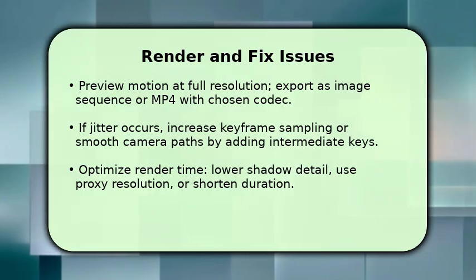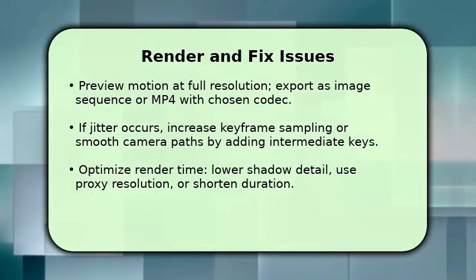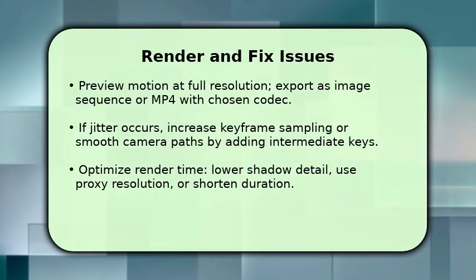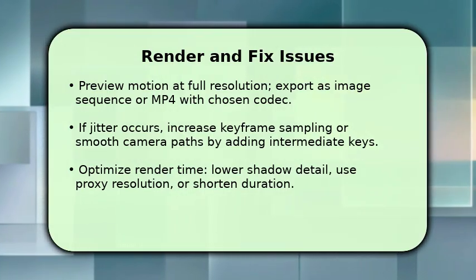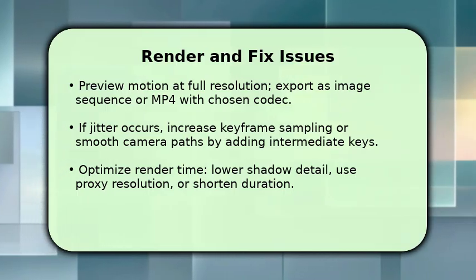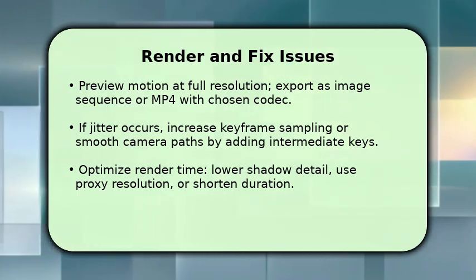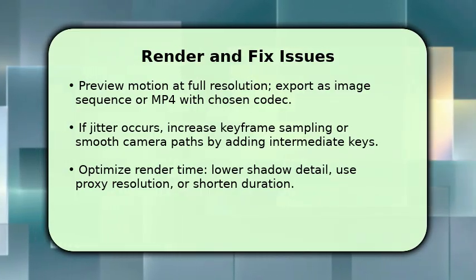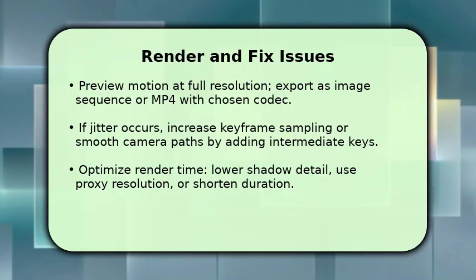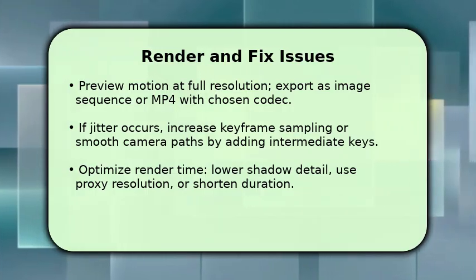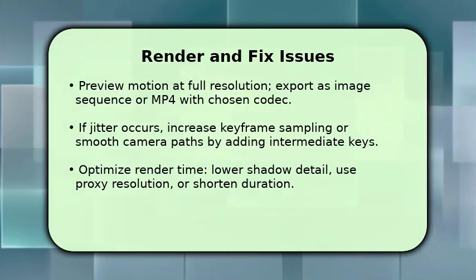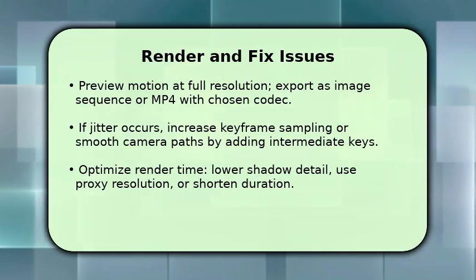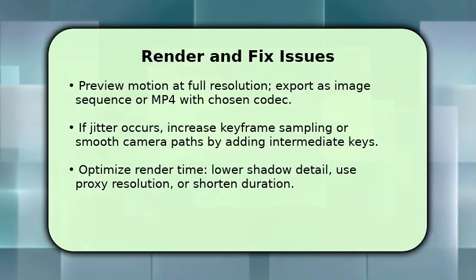codec. If you see jitter or snapping, add intermediate keyframes or enable smoother interpolation and retime easing curves. This fixes most motion artifacts. For long renders, lower shadow quality or use proxy resolution to speed exports while preserving the camera path. One key troubleshooting tip: if frames look inconsistent, render an image sequence and assemble in your editor. It isolates and recovers single bad frames.